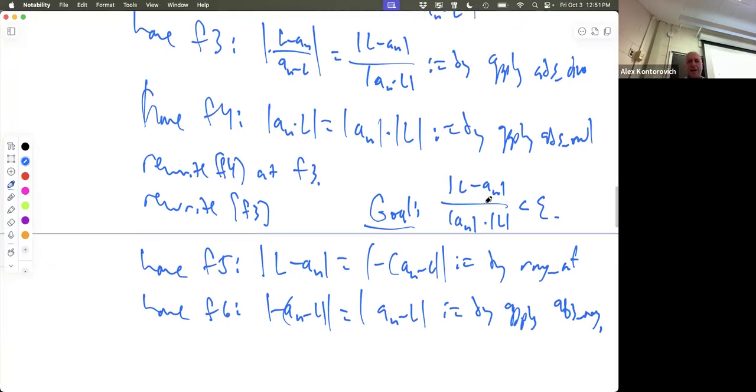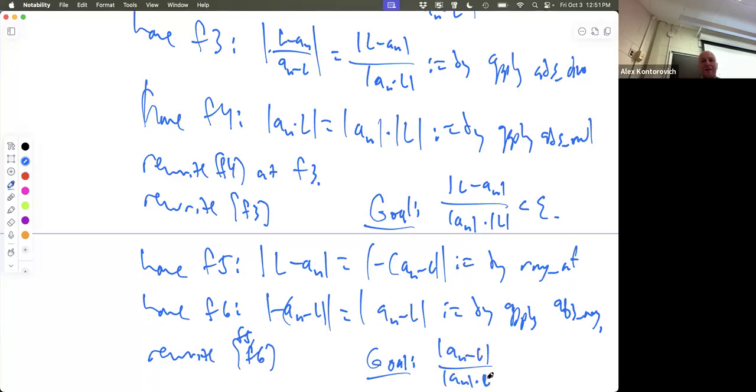Okay. And now what? So now we can say, I mean, you want to rewrite this? Sure, let's rewrite F6 into the goal. Okay, so the new goal. Whoops, sorry, I have to rewrite F5 and then F6. F5 and then F6. If I rewrite by F5, I get this. If I rewrite by F6, I get that. Yeah. So the goal is now |a_n minus L| over |a_n| times |L| is less than epsilon. Okay, we're almost there.